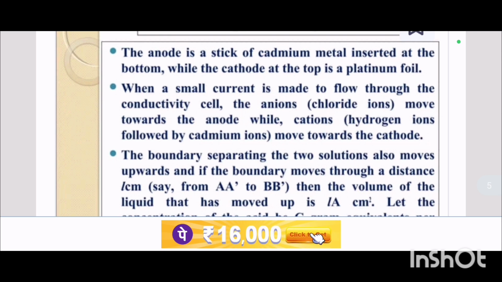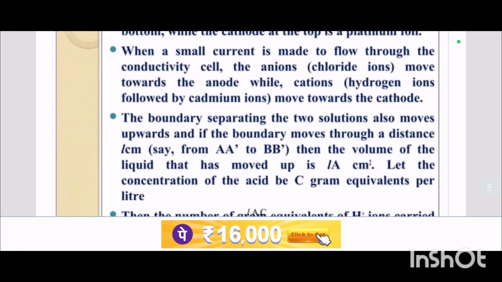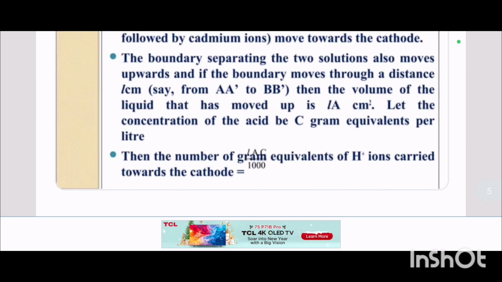The boundary separating the two solutions also moves upward. If the boundary moves through a distance of 1 centimeter from A to A or B to B, then the volume of the liquid that has moved up is the length times the area A centimeter square. Let the concentration of the acid be C gram equivalent per liter. Then the number of gram equivalents of H plus ions carried towards the cathode.